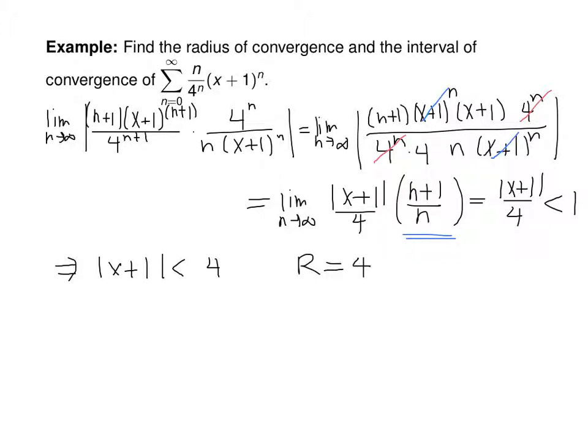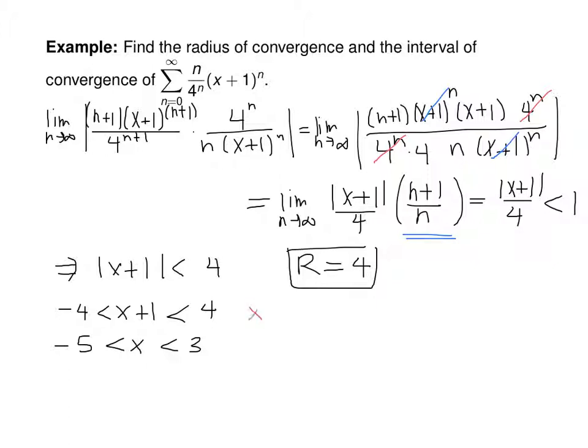So next, let's find the interval of convergence. So if the absolute value of x plus 1 is less than 4, this means that negative 4 is less than x plus 1, which is less than 4, or negative 5 is less than x, which is less than 3. So now we must test x equals negative 5 and x equals 3.